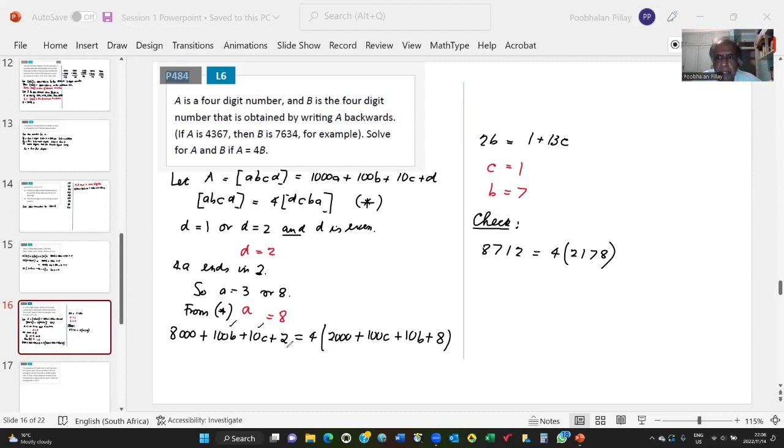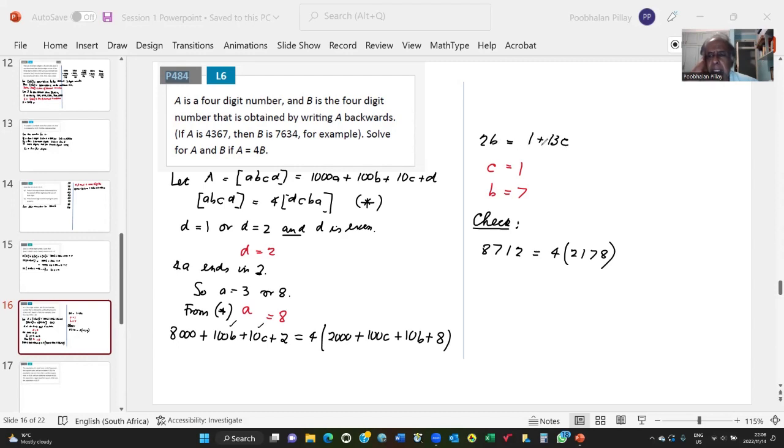Okay, so when you simplify this, eventually you get 2B is equal to 1 plus 13C. Now remember, B is a digit, and so is C. And so you will have to have that C is equal to 2B.